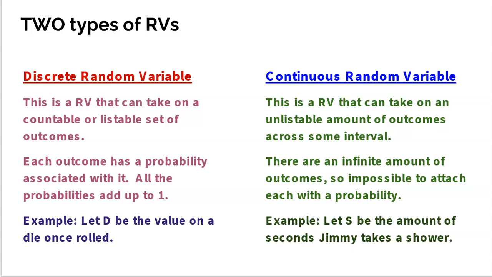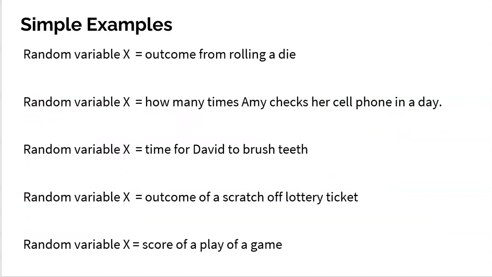And for continuous, you can't give individual values a probability, but you can give intervals of values a probability. So let's take a look at a couple examples here. Again, we typically use a capital letter to represent a random variable. I like to just use X to stay generic, but you really could use anything you want. We've already mentioned the random variable X, rolling a die. That would be an example of a discrete random variable.